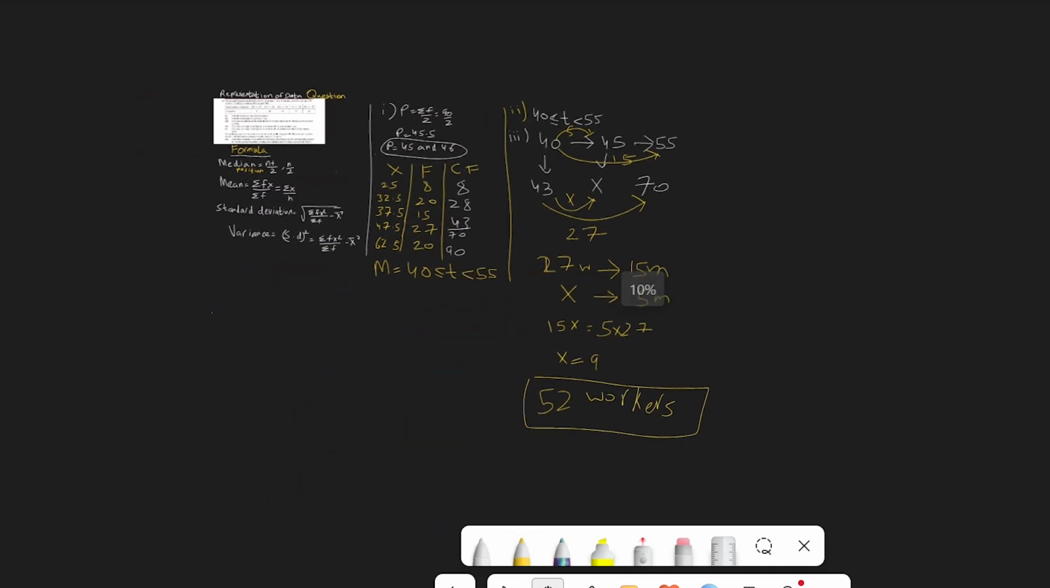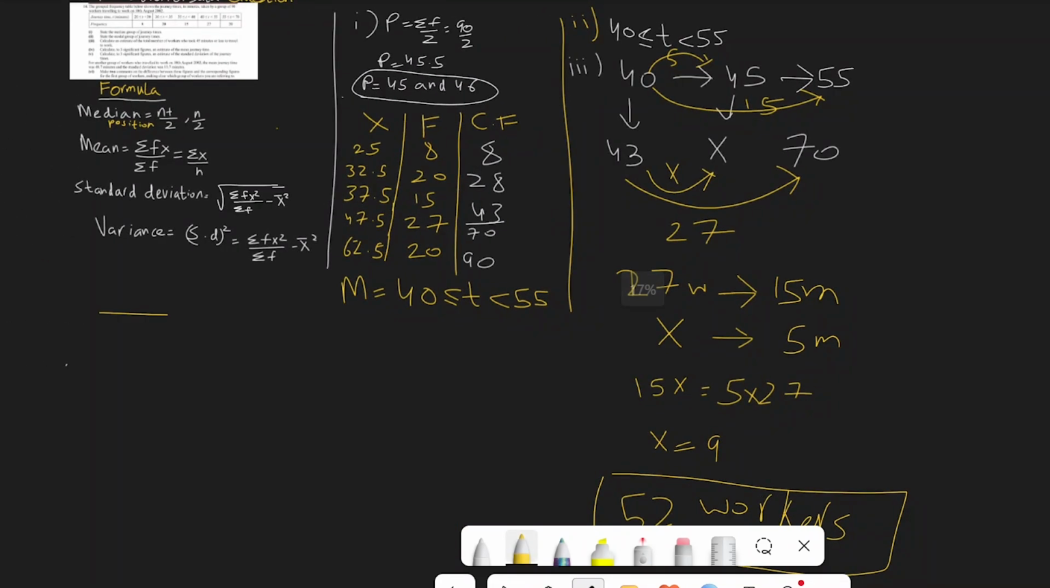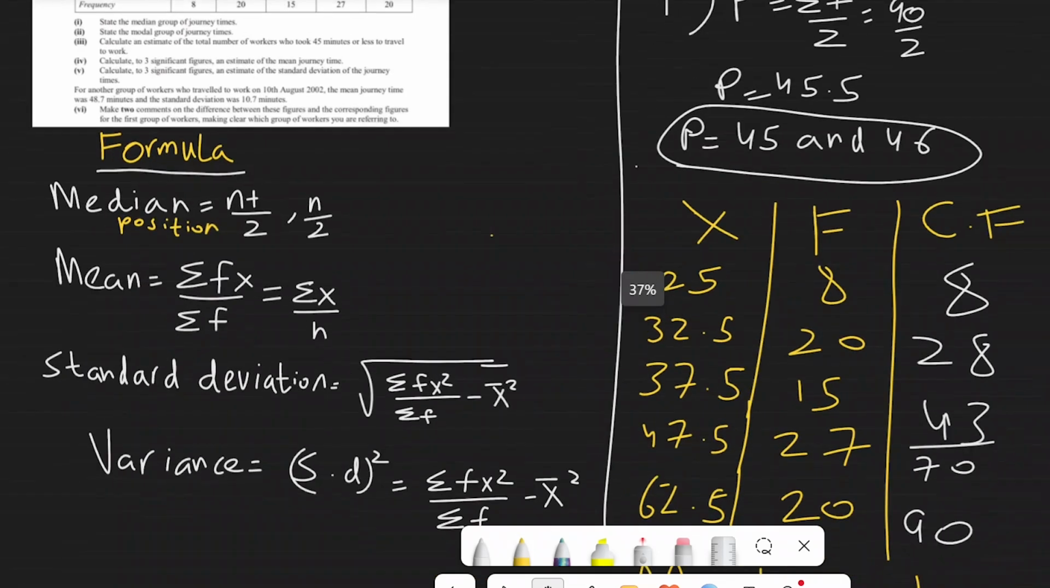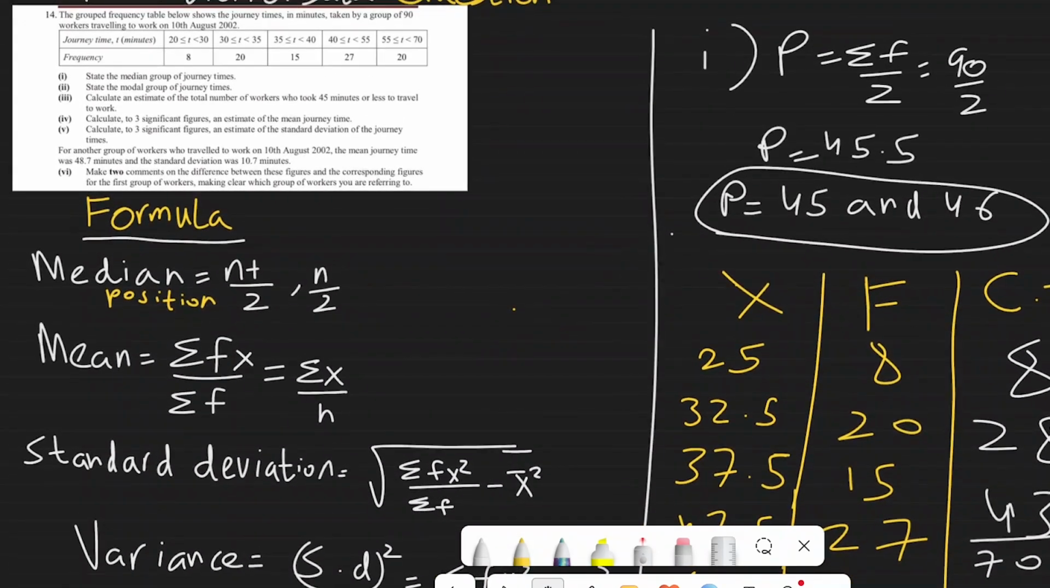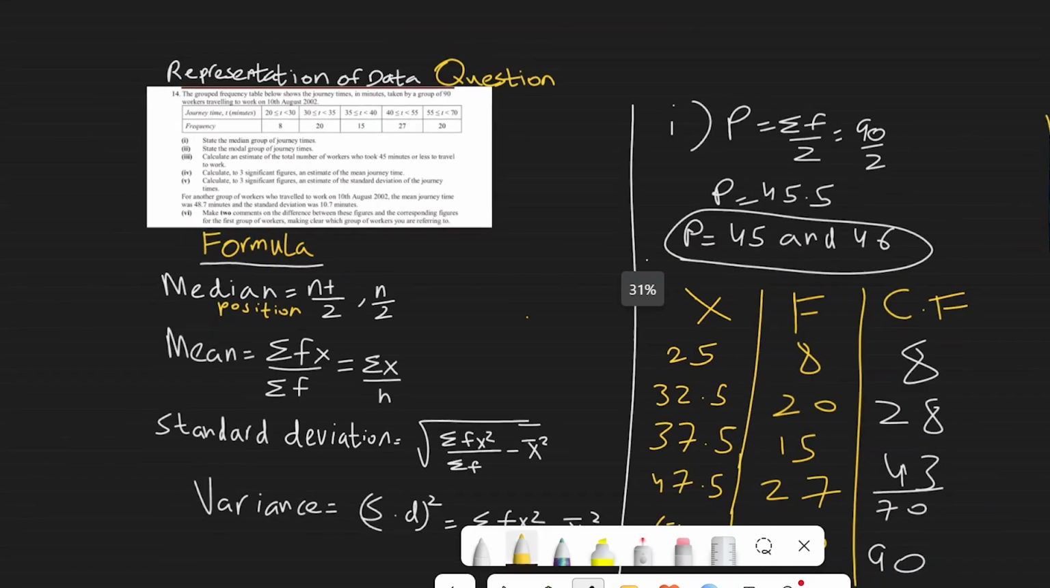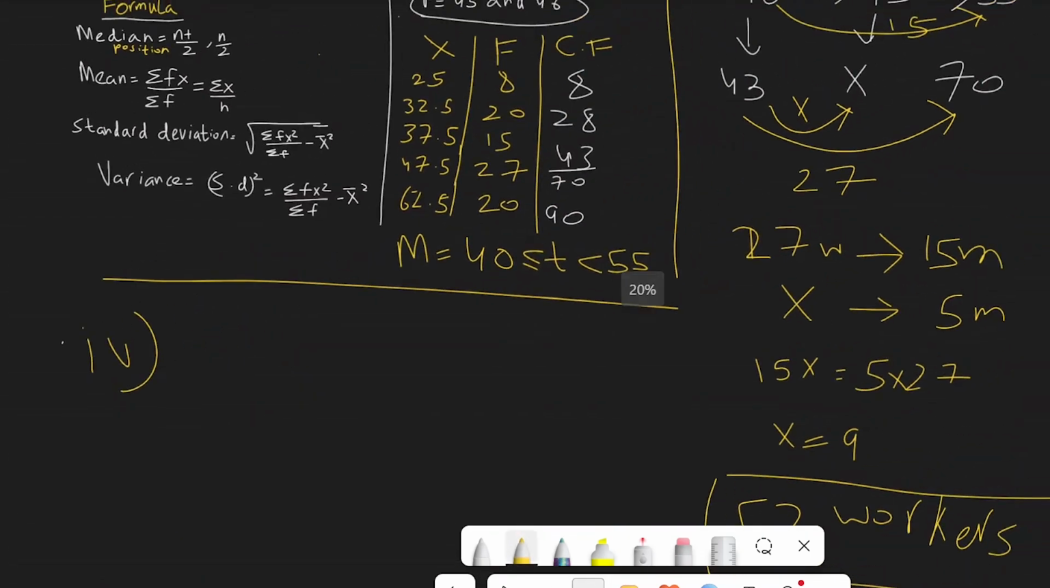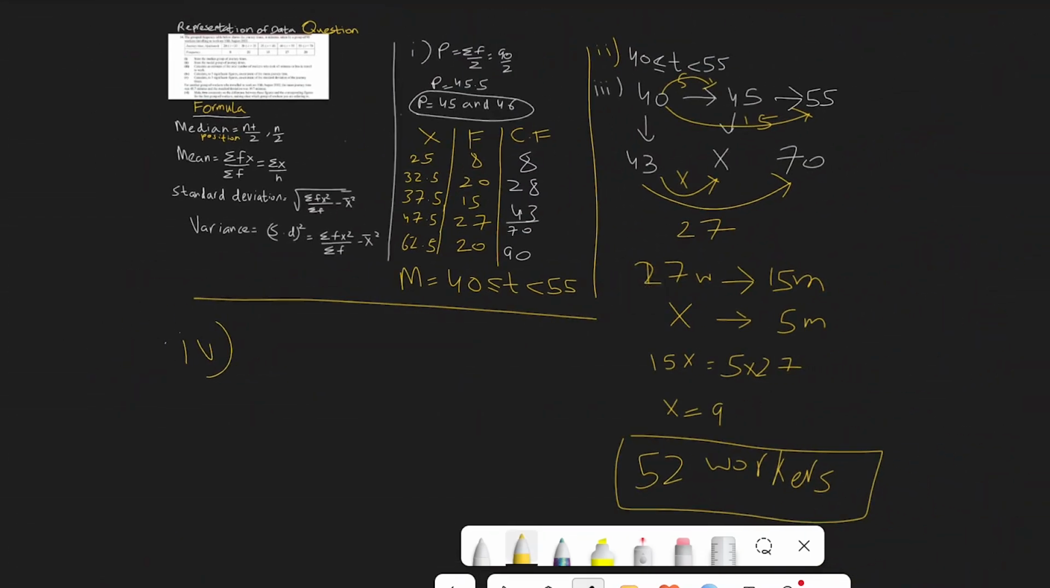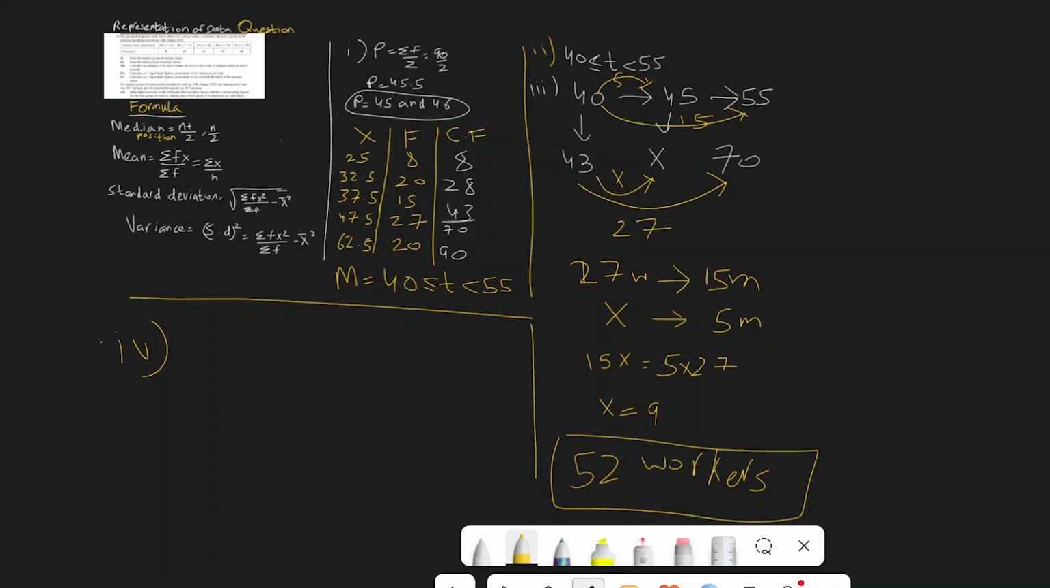Now let's do the fourth part of this question. Calculate to 3SF an estimate of the mean journey time. We have already done a mean question before as well, so let's just do it over here.